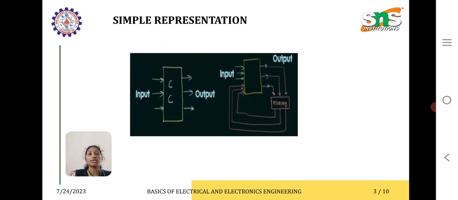Coming to a simple representation of combinational and sequential circuits, the first one represents a combinational circuit, which will not depend on the output. It will have one input and one output. This is what we call a combinational circuit. Coming to sequential circuits, it will have a memory unit. The input depends on the output value, which will be given as feedback to the input. So this is the simple representation of combinational and sequential circuits.